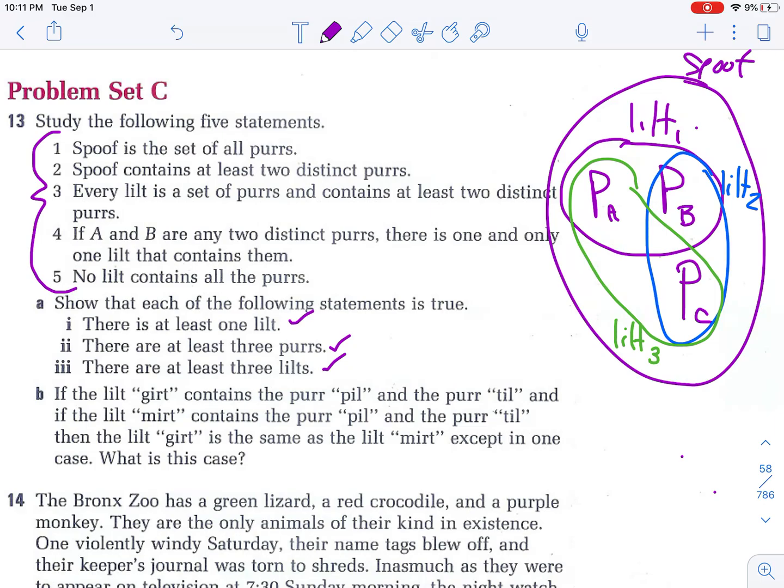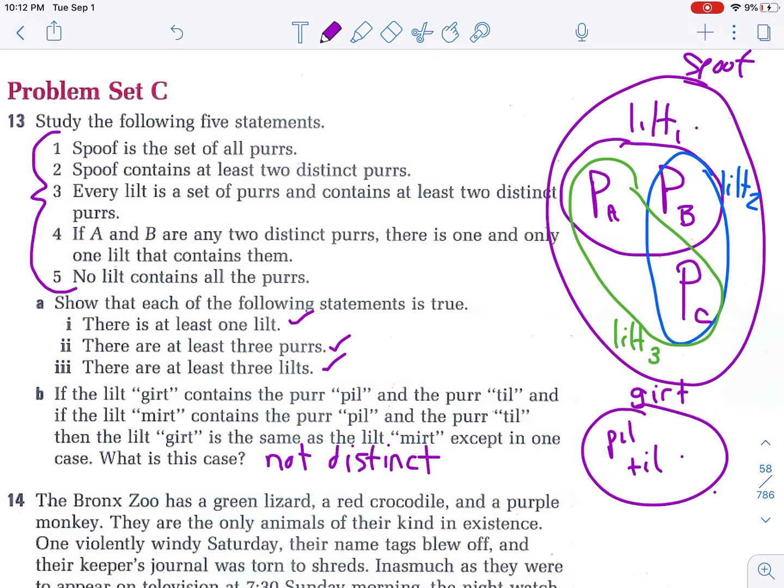Then part B, if lilt girt contains the purr pill and till. So here's lilt girt contains pill and till. And if lilt mert contains pill and till, then the lilt girt is the same as the lilt mert, except in one case, and that is if they are not distinct. Okay, so if they are not distinct, then they can contain that, if that makes sense. Okay, not distinct means they're the same. Pill and till are basically the same. It's just 2 different names for them.